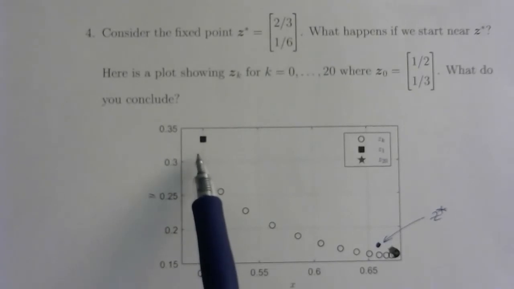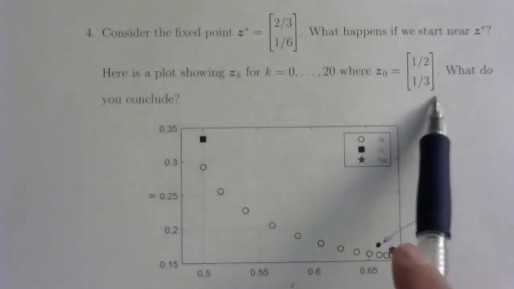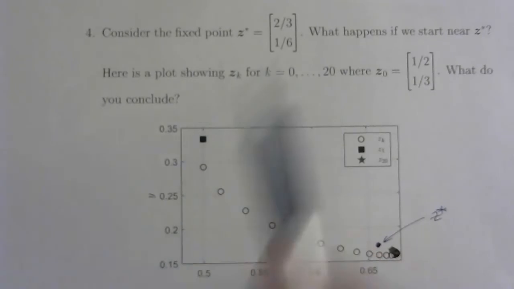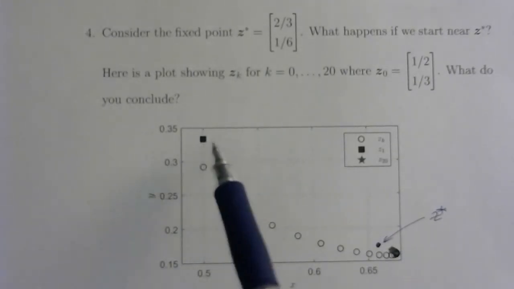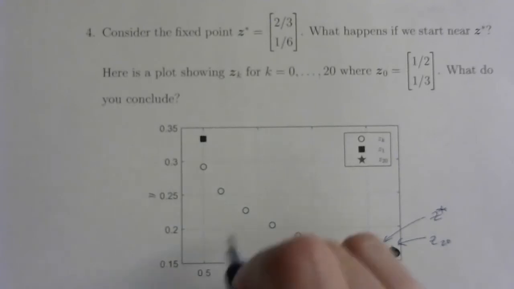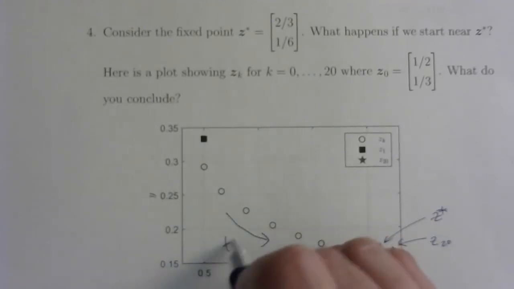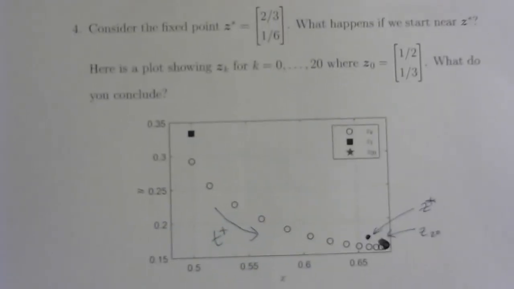As compared to the other one where it was 1, 0 and I started at 1.01, now I'm starting at 1/2 as compared to 0.6, and 1/3 as compared to 0.1667. But as time goes forward, I'm going to go here until the red star is here. It's kind of hard to see in black and white, but that's where Z20 is. So time moves this way. So what can you conclude from this picture?